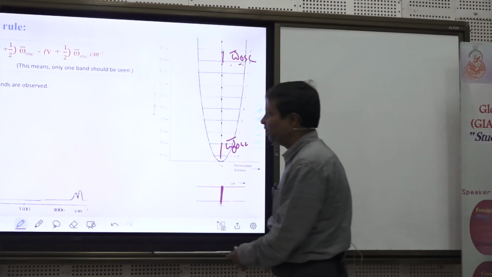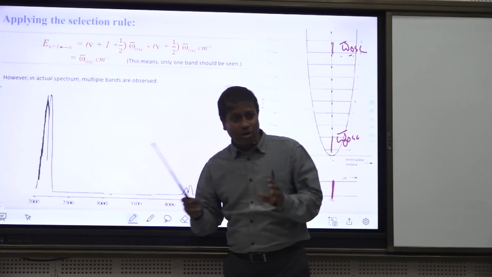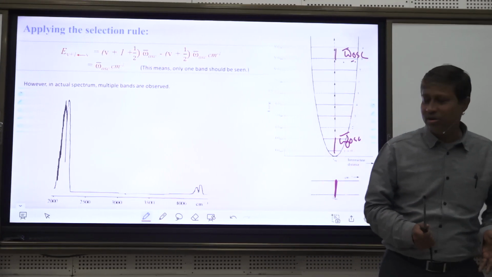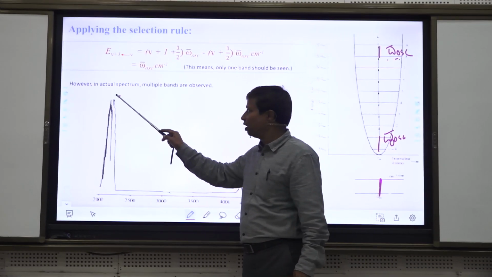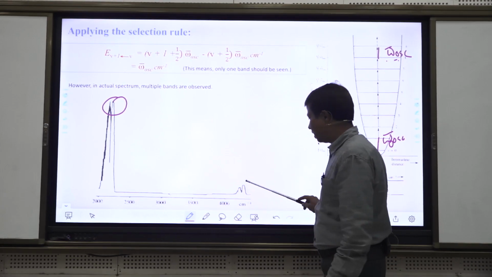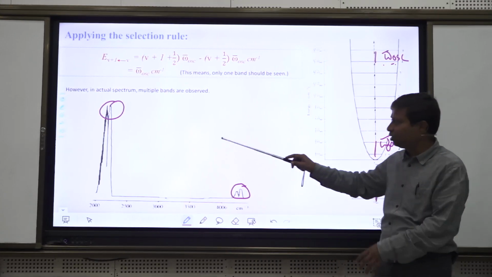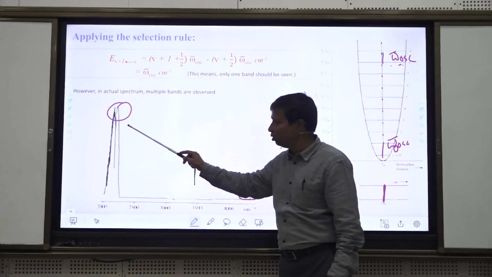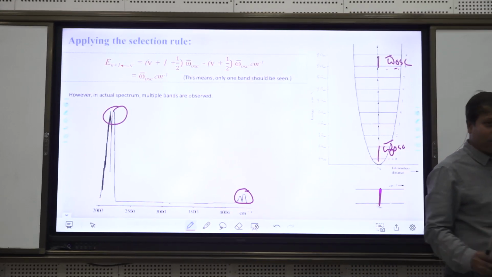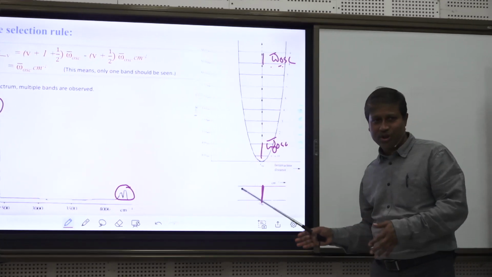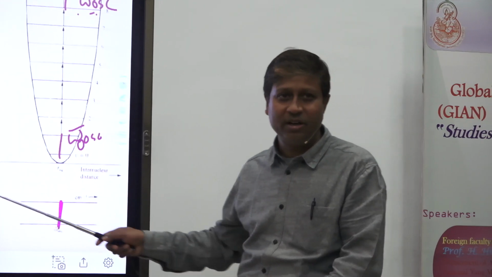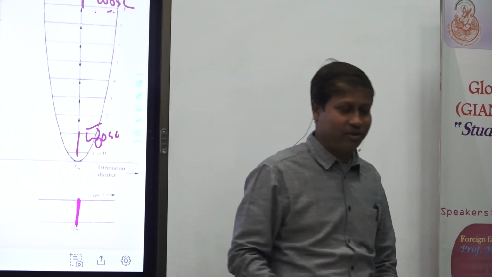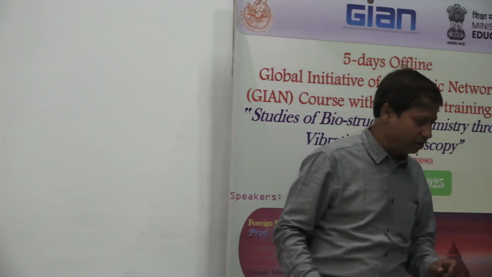So that means you will see only one band. But in reality, even in low resolution spectroscopy, you see the existence of two bands. This is one band and this is another band. This we'll be discussing later, but as of now you think of multiple bands. So this simple harmonic motion of a diatomic molecule is not able to explain the experimental observation. So we have to think why.